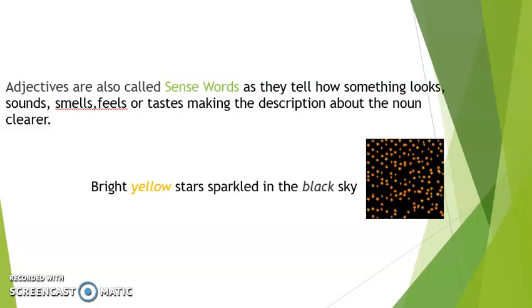So it gives us extra information about the sentence. Yellow provides clearer information about stars, and black tells about the condition of the sky, so that you can understand that against the black backdrop the stars are shining yellow. The color becomes even brighter. So that is why adjectives are called sense words, because they tell us how something looks, sounds, smells, feels, or tastes, which means they give us an extra bit of information about a noun.